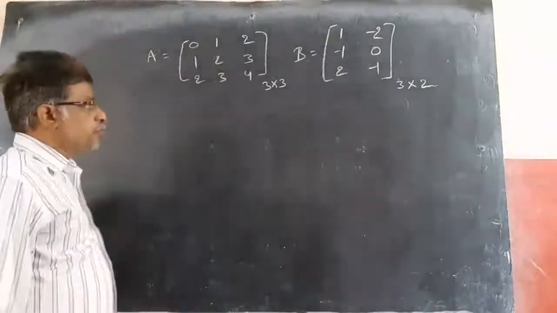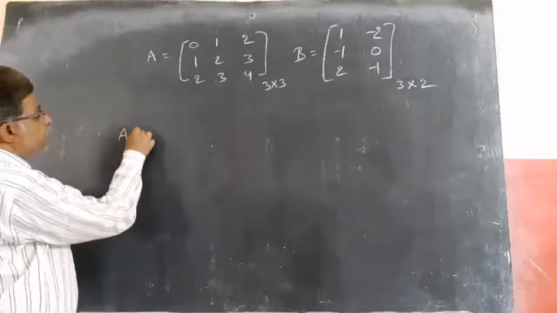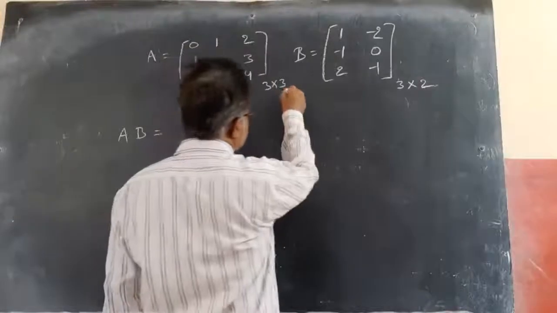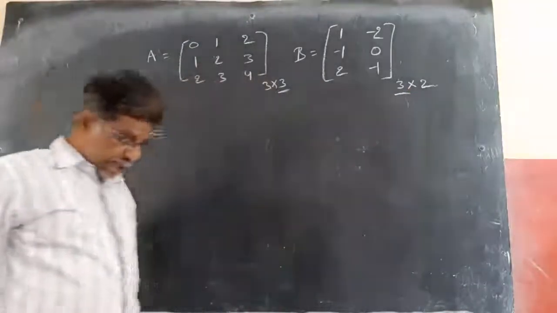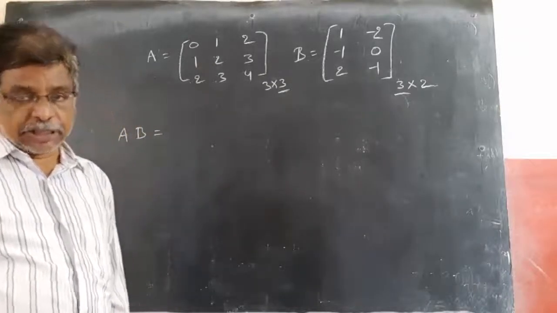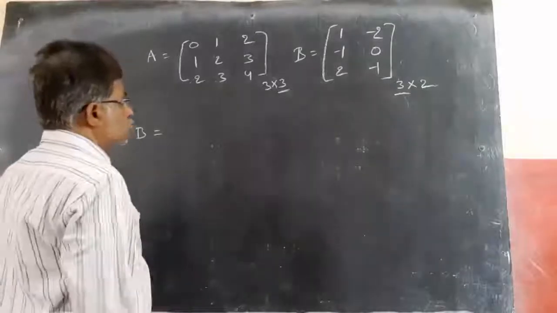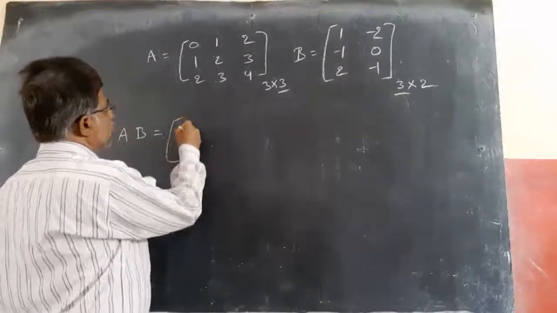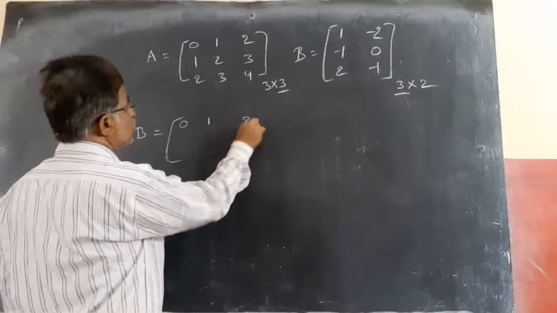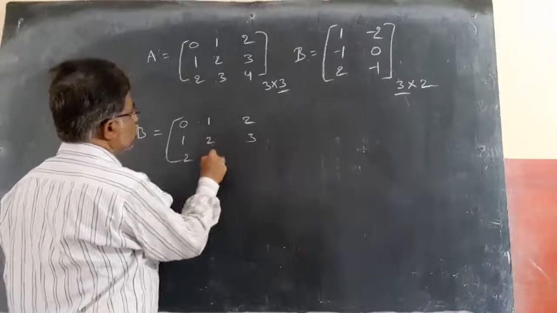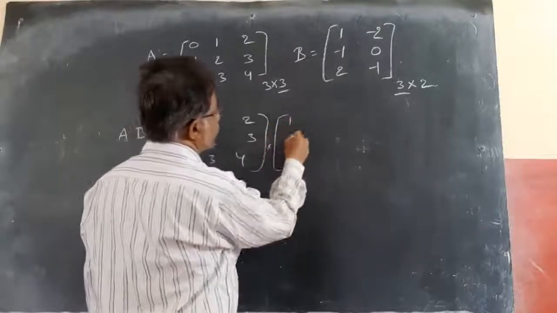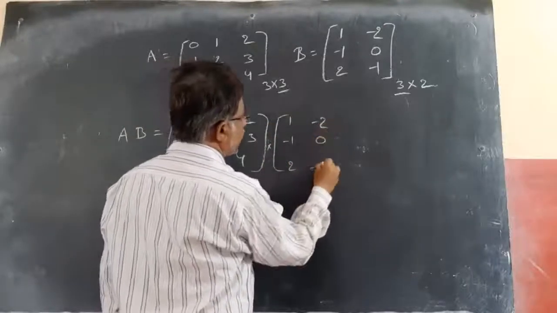Then find AB. How to find AB? So first A into B. Is AB possible or not? We need to check. Is the number of columns in the first matrix equal to the number of rows in the second matrix or not? Yes, they are equal. It means we can do the matrix multiplication. How to do matrix multiplication I told you. First write down side by side, it will be easy for you. A: 0, 1, 2; 1, 2, 3; 2, 3, 4, into B: 1, minus 2; minus 1, 0; 2, minus 1.